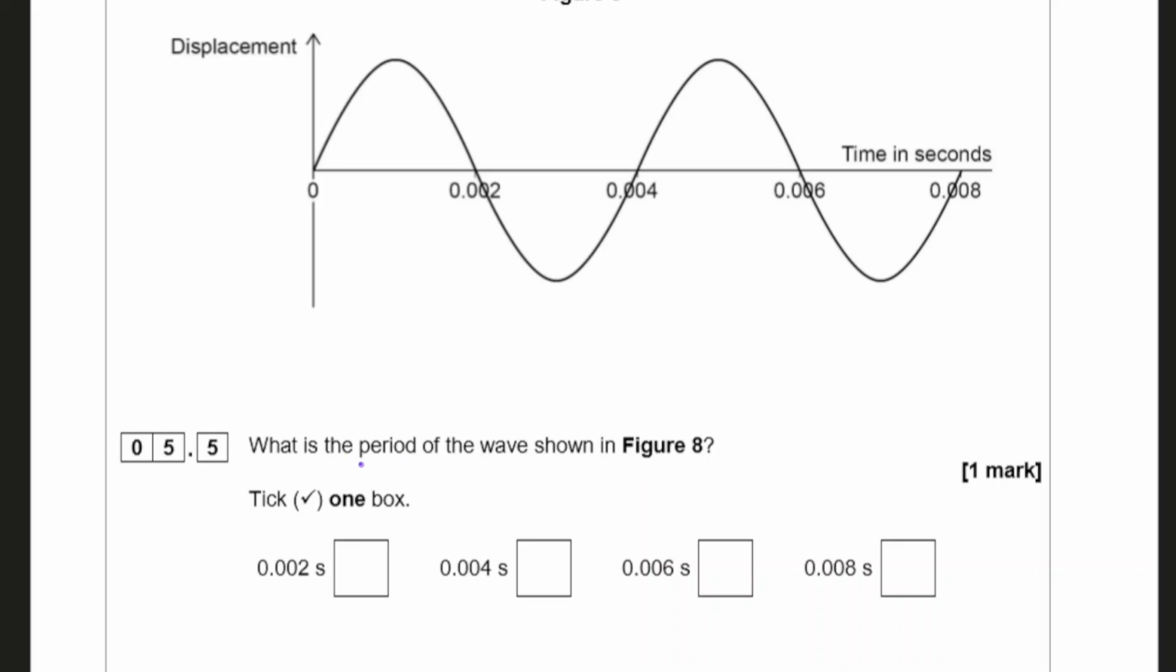Now the wave period, which is given the symbol T, is the time for one wave. So one wave is basically going all the way up and going down, starting there at 0 and ending at 0.004. So that would be the second box.